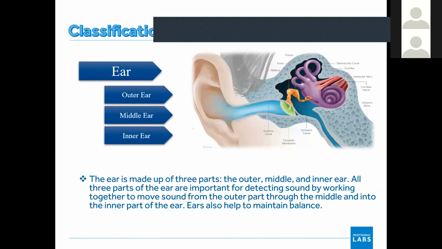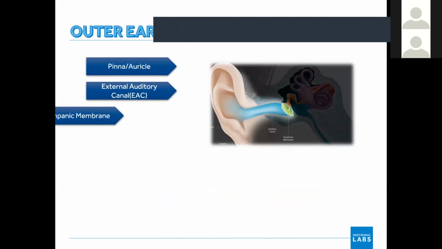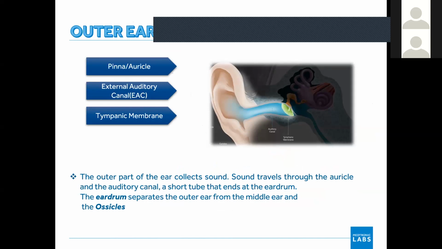As I already told you, the ear has outer ear, middle ear, and inner ear parts. This is the outer ear. The outer ear contains the pinna, external auditory canal, and tympanic membrane. Again I am telling you, we can consider the tympanic membrane to be in the outer ear and also the middle ear, because the front side we can see with the help of an otoscope, and the back side we can't see, but it acts like a wall between the outer ear and the middle ear.